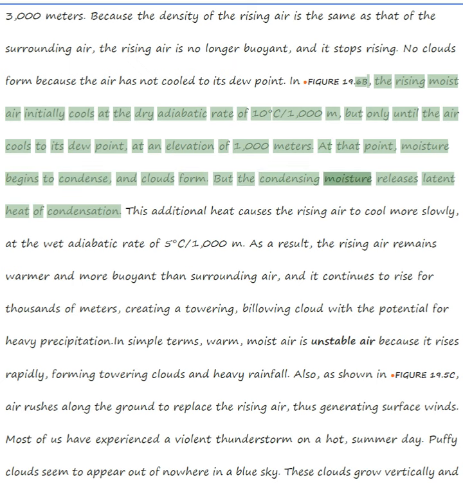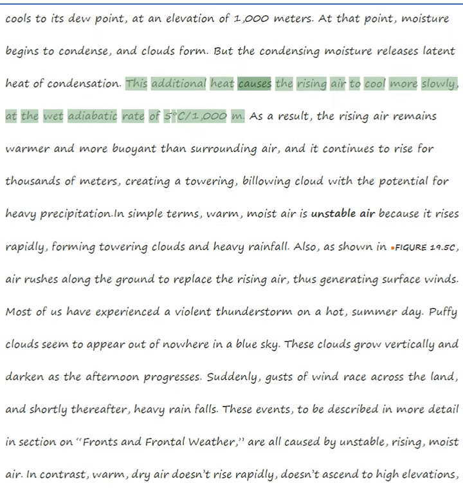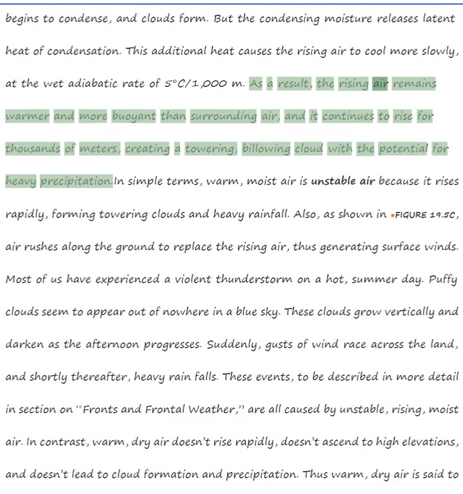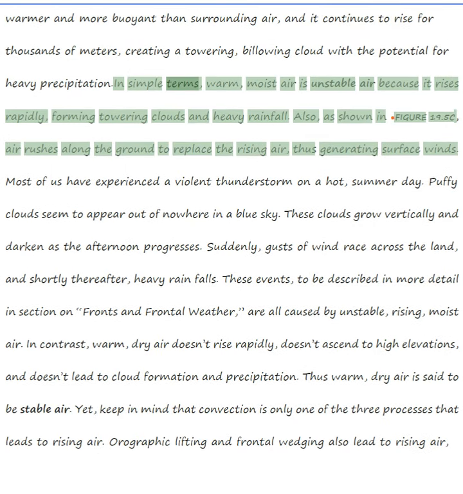But the condensing moisture releases latent heat of condensation. This additional heat causes the rising air to cool more slowly, at the wet adiabatic rate of 5 degrees Celsius per 1000 m. As a result, the rising air remains warmer and more buoyant than surrounding air, and it continues to rise for thousands of meters, creating a towering, billowing cloud with the potential for heavy precipitation. In simple terms, warm, moist air is unstable air because it rises rapidly, forming towering clouds and heavy rainfall.